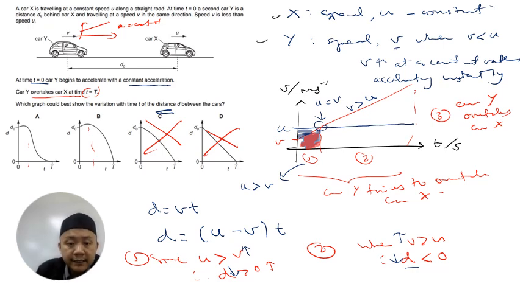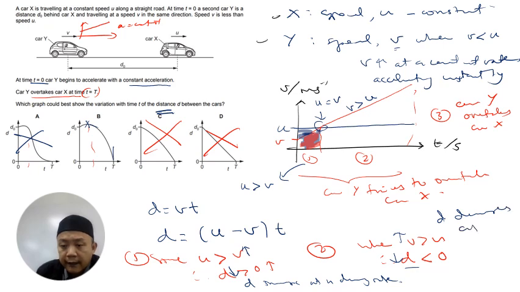Okay, so you can see here A is not correct, because during the second phase the rate of change would be increasing where d is decreasing. So during the first phase, let me just recap. During the first phase, d increases at a decreasing rate, but during the second phase, d decreases at an increasing rate.